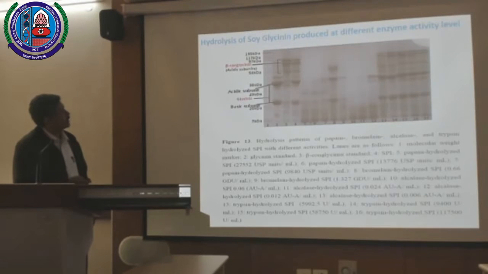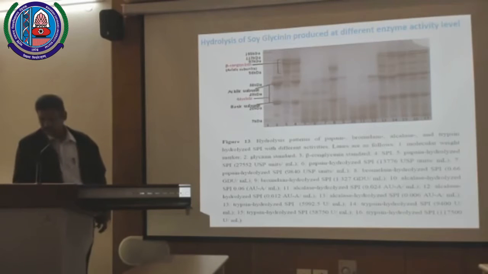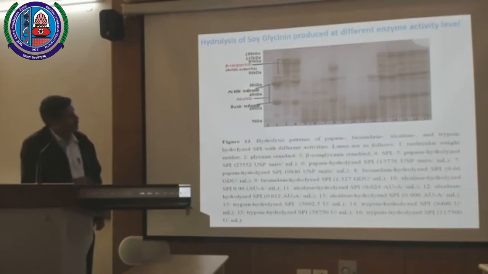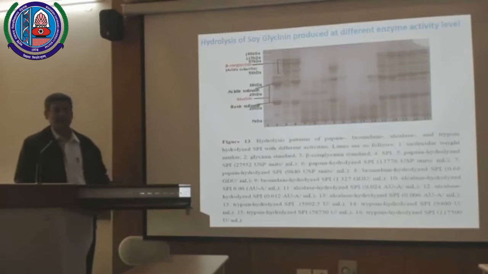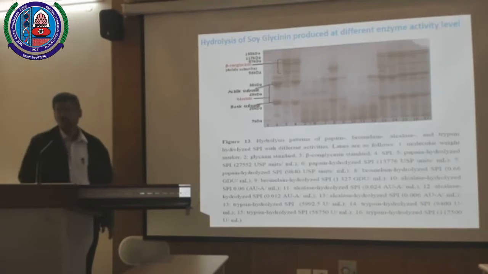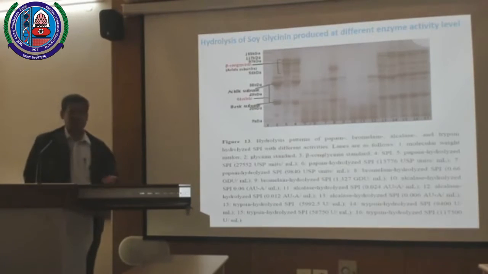So you can see the molecular weight marker is here. So the idea is to show this. You look at the number 6. So you can see this is a hydrolyzed protein here, papain hydrolyzed protein. Most of the subunits have been cleaved and the high molecular weight protein has gone. So then there is crowding of the low molecular weight protein. So you can say the enzyme is acting on the substrate.